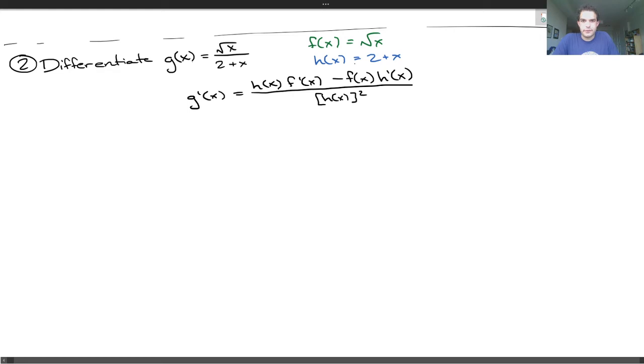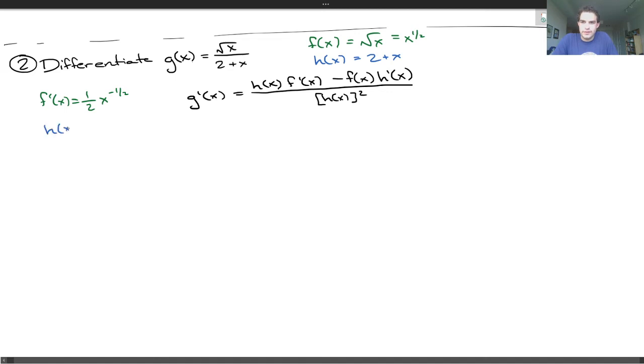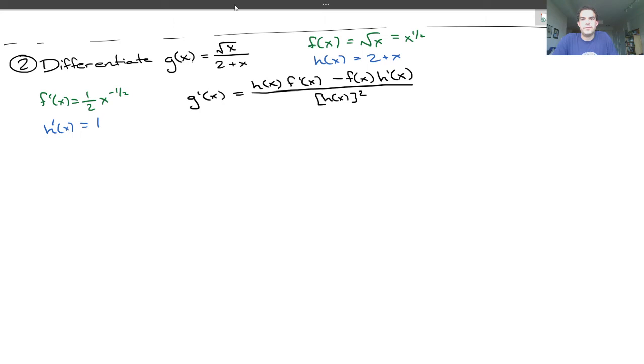And now, just like before, we just need to find the derivatives of f and h and plug right into the formula. So f prime of x, well, f of x is just x to the 1/2, so this is yet another power rule. That's going to be one of our main rules, especially for now. And h of x is very nice because it's just 2 plus x. The 2, derivative of that is 0. X, derivative of that is 1. So h prime of x equals 1.